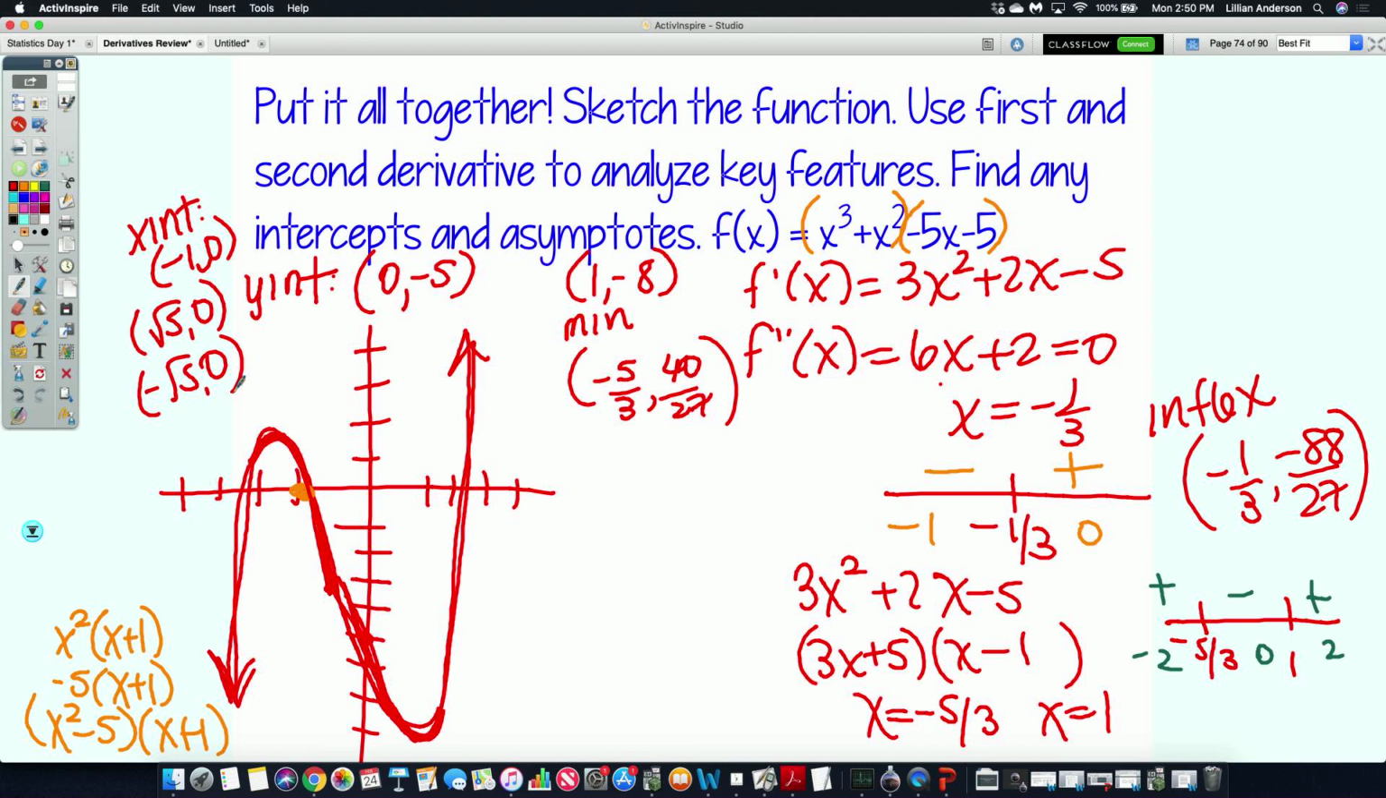So first derivative, maximum; second derivative, inflection points and concavity. And then from the original, you get where the x-intercepts are. And y-intercepts. I don't know, best finish tomorrow.